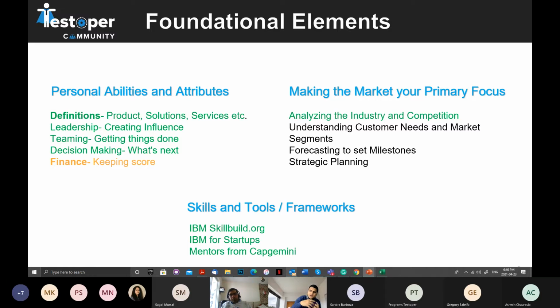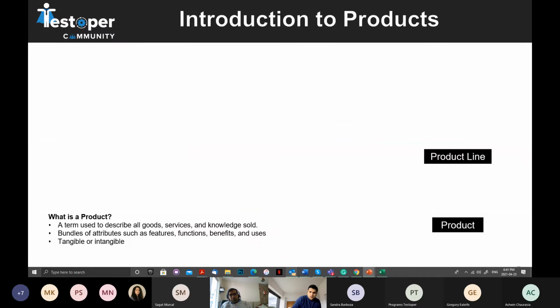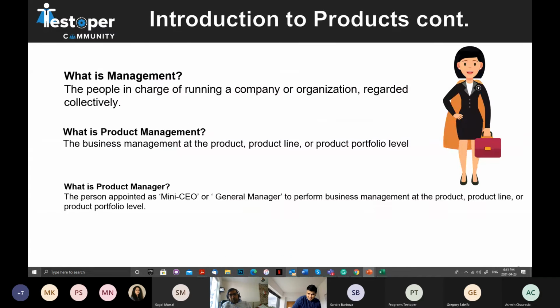Then I'm going to help them understand how to forecast, set milestones, and do strategic planning. Because if they understand all these things that are tied to the concept phase, it will become kind of complete, right? Then we can move on to the next phase, and we can learn together and do things together. So this is what we have been doing for the last three and a half months.